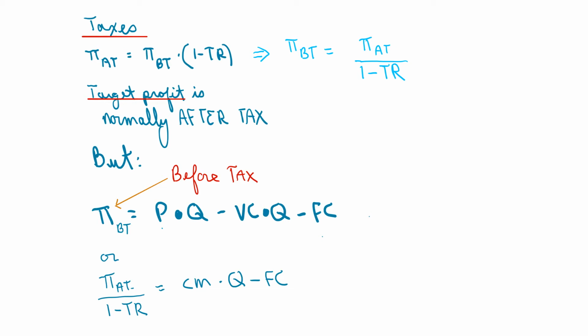So remember, target profit is normally after tax, but our formula didn't really take taxes into account, so it's before tax. But if we substitute in the relationship from up here, we can easily see that the revised version of the profit equation is profit after tax divided by 1 minus the tax rate equals contribution margin times quantity minus fixed cost. And we can use this to solve for Q.